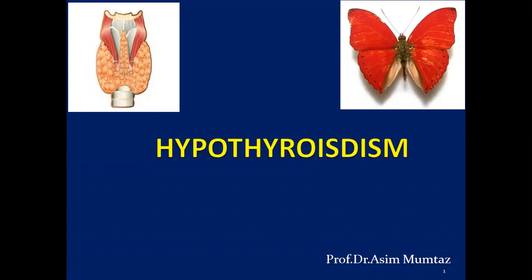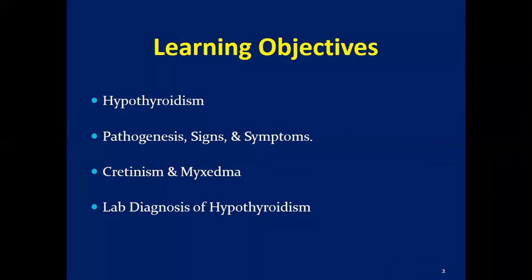Today we'll discuss hypothyroidism, which is a fairly common disease in our population. We'll discuss the pathogenesis, signs and symptoms of hypothyroidism, and we'll discuss the differences between cretinism and myxedema, and how they are diagnosed. Then, more importantly, we'll discuss the lab diagnosis of hypothyroidism, which tests are used for its confirmation.